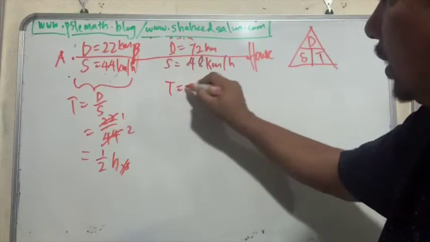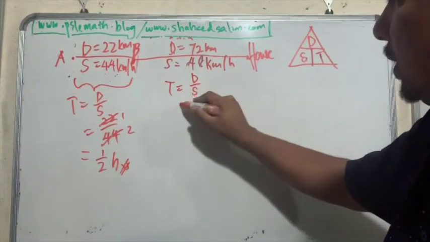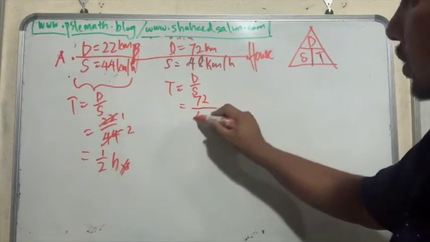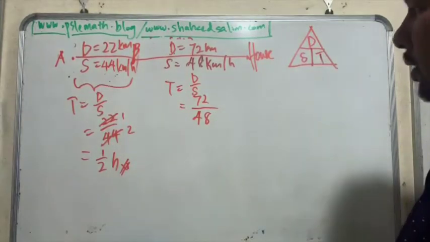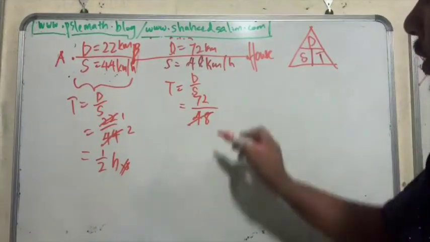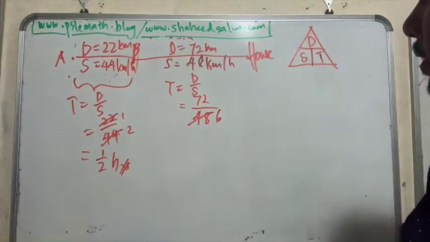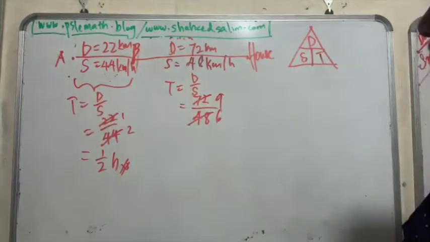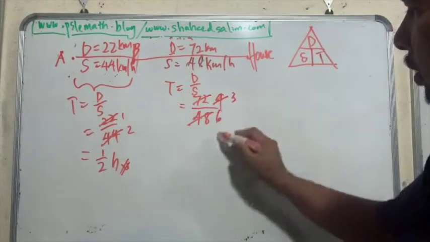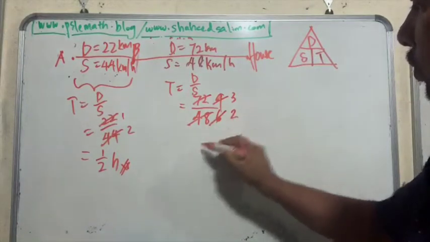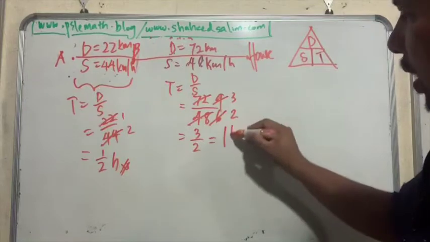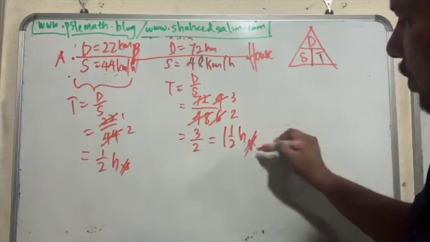Again, time taken is distance over speed. Here we have distance at 72, here is 48. So you can divide by 8. Divide by 8, you get 9 over here. Divide by 8, you get 6 over here. And then you can divide further by 3, you get 3. Divide by 3, you get 2. So it's 3 over 2, and this is equal to 1.5 hours.